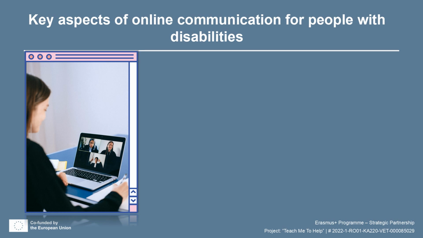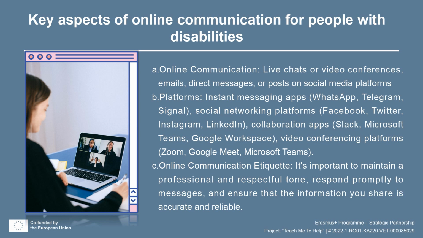Key aspects of online communication for people with disabilities. Online communication includes live chats or video conferences, emails, direct messages, or posts on social media platforms. Instant messaging apps: WhatsApp, Telegram, Signal. Social networking platforms: Facebook, Twitter, Instagram, LinkedIn. Collaboration apps: Slack, Microsoft Teams, Google Workspace. Video conferencing platforms: Zoom, Google Meet, Microsoft Teams. Online communication etiquette: it's important to maintain a professional and respectful tone. Respond promptly to messages and ensure that the information you share is accurate and reliable.